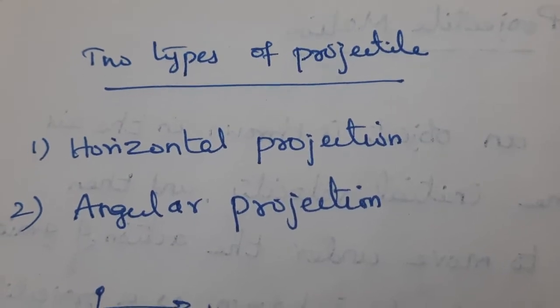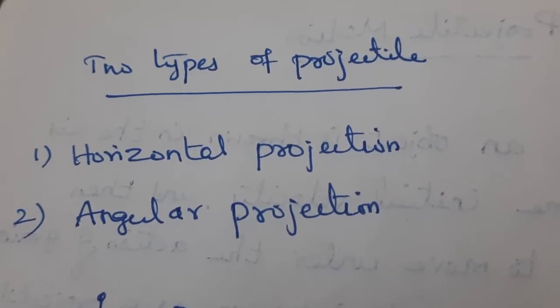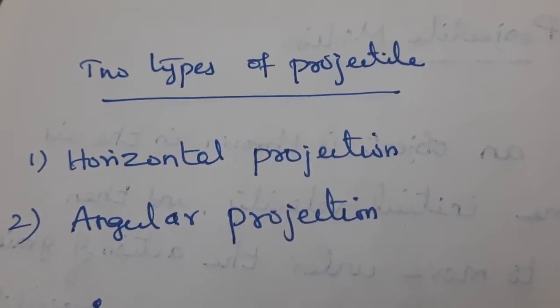The second one is angular projection. The projectile is given an initial velocity at an angle to the horizontal. That is, on the ground, we are throwing a ball forward. So here, with the horizontal ground, we are throwing the ball at an angle theta. That is angular projection.